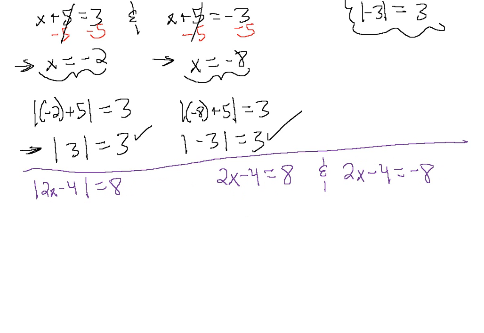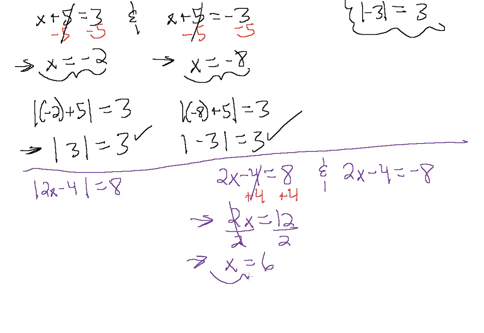So let's go ahead and find the solutions here. We can add 4 to both sides. We're just solving for x here. We have 2x equals 8 plus 4, which is 12. We can divide both sides by 2 to isolate our variable, so we have x equals 6. So that's our first possible value for our solution to the absolute value equation.